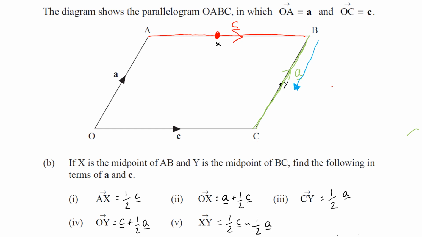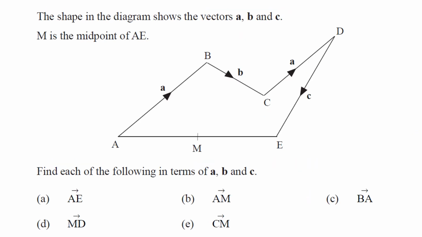Okay, one final example. The shape in the diagram shows the vectors A, B, and C. Here they are, A, B, and C. M is the midpoint of AE, so M is the middle of AE. Find each of the following in terms of A, B, and C.